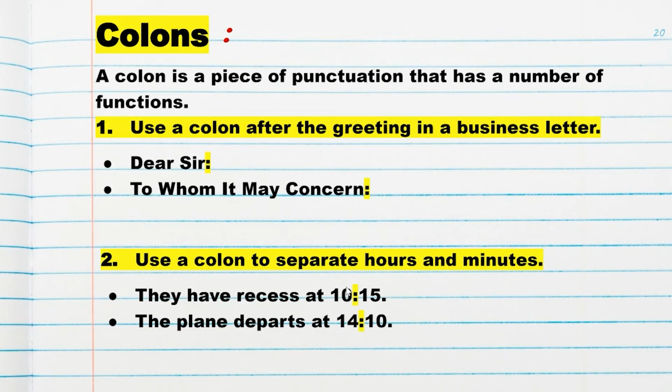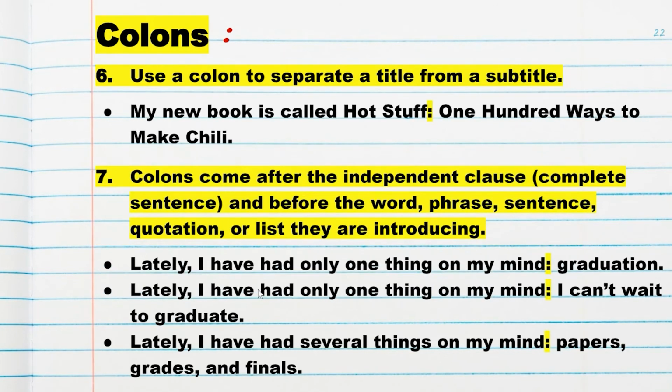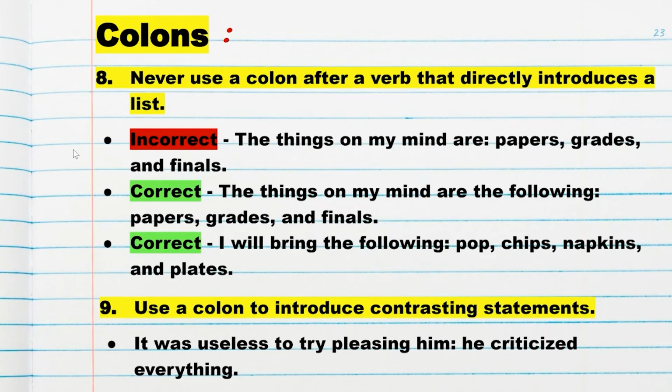You can see colons here. And again, use the colon to express a ratio and in a study. For example, here again we have a time with a colon, or for example, Act 2, Scene 2 is my favorite part of the play, with a colon, and you can see everything. Next, I have an example. I don't have time, so let's go next. Here again we have an example. You can see it.